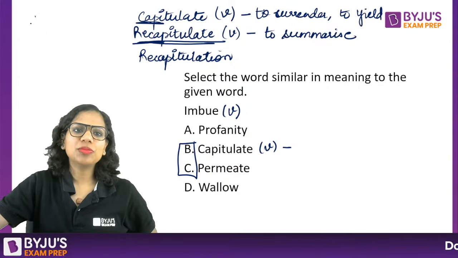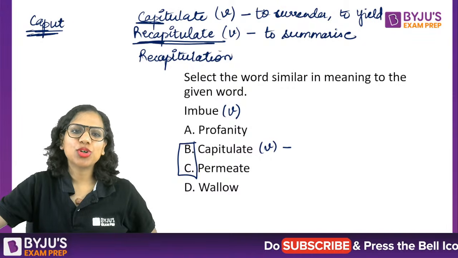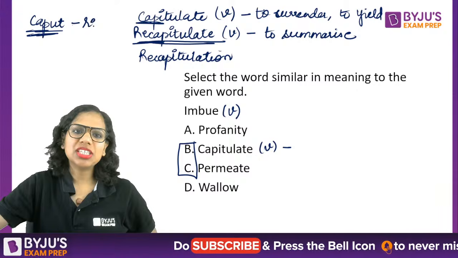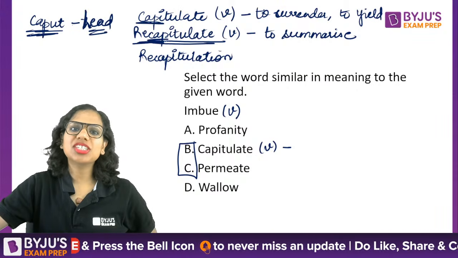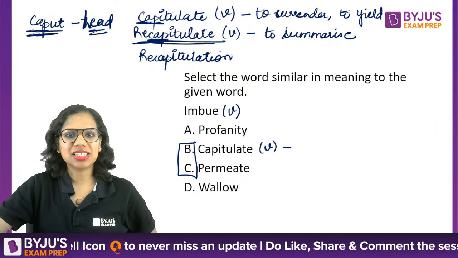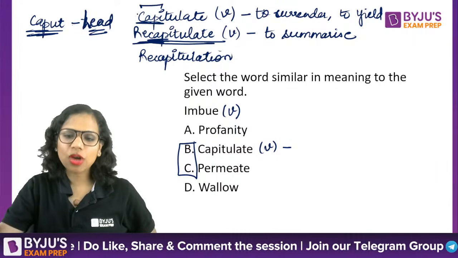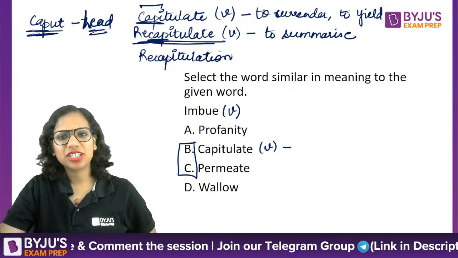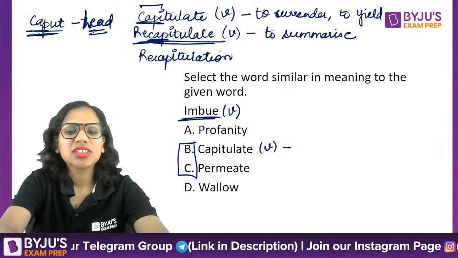Both of them come from cap again. Caput is the root word, if you want to know the exact root, which means the head. So recapitulate is just giving the headings, right? Capitulate here means you bow down your head before someone. That is to capitulate. So is this related to imbue?